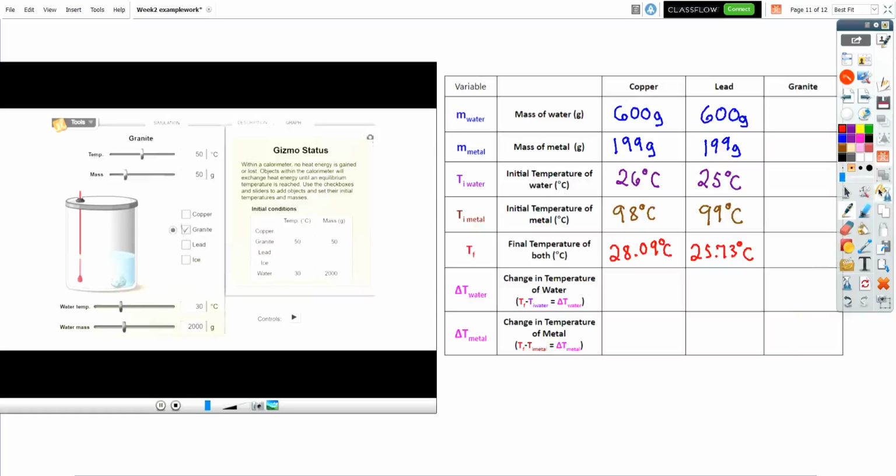And now our last one is the granite. So the initial temperature of my granite, I'm setting at 100 degrees Celsius. And its initial mass, I'm setting at 200 grams. My water mass, once again, I'm going to keep this at 600 grams. And my starting temperature is now 24 degrees Celsius.